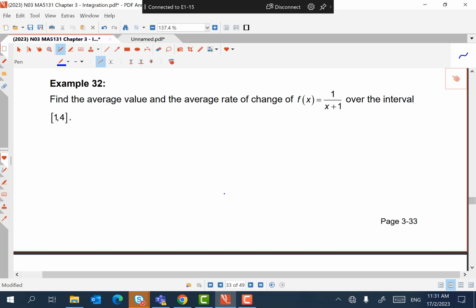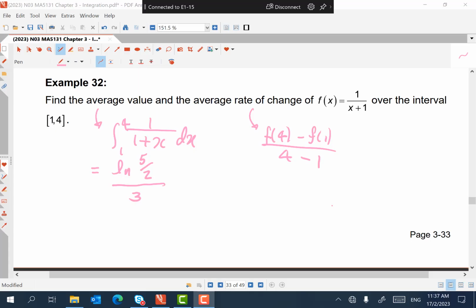Alright, to find the average value of the function, how to find the average value of the function? Okay, this thing died. I'm going to say first, something went very wrong. I will switch to using the board for a moment. Don't worry. I will redo it again. Okay, so this example 32.